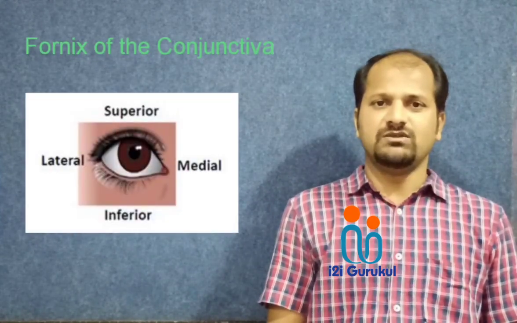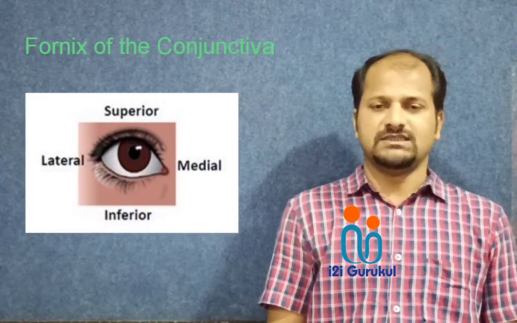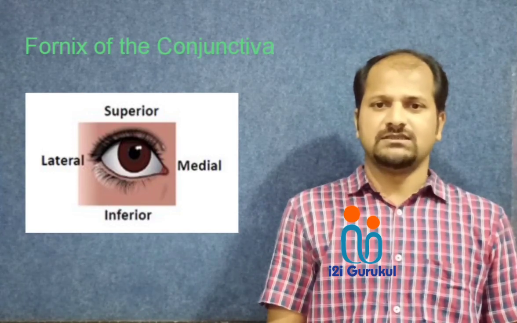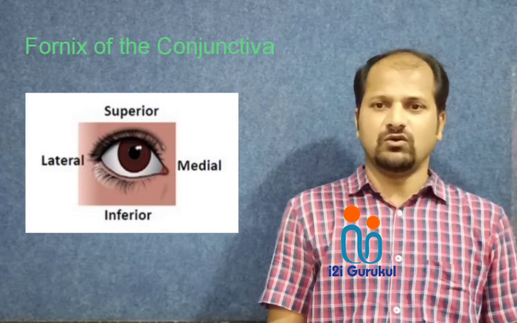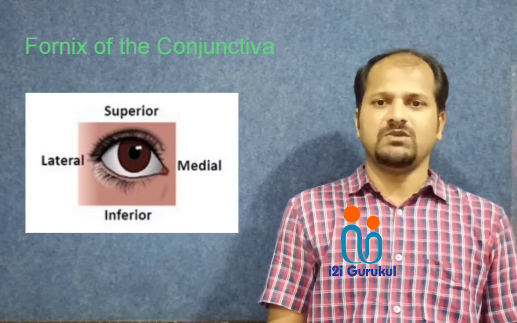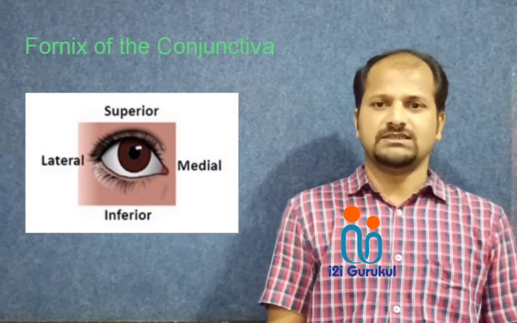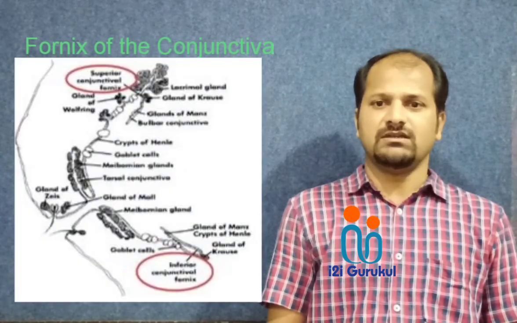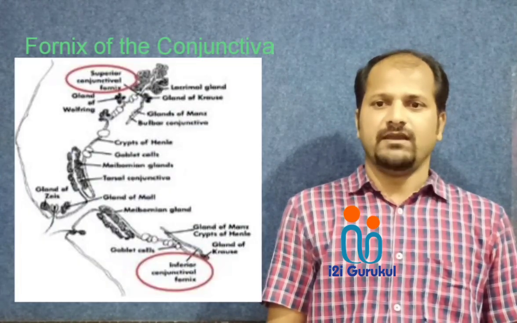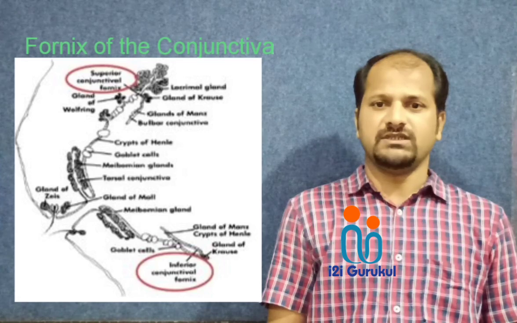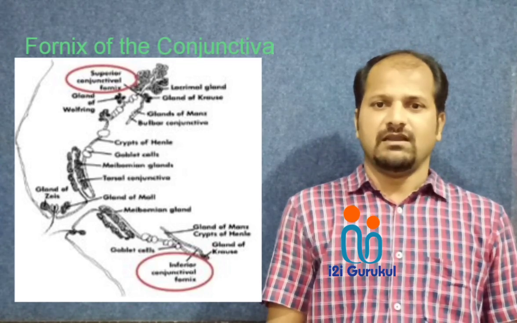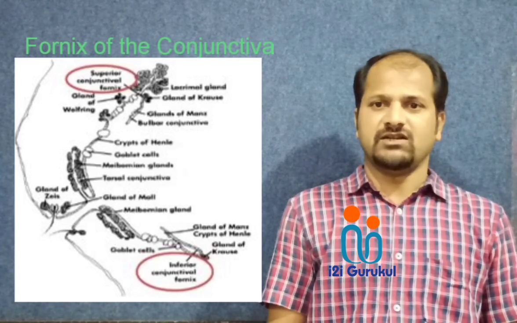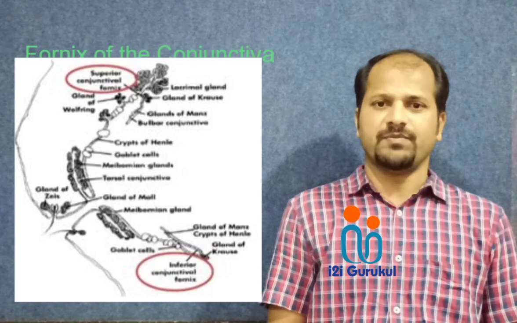Now I am going to discuss the fornices of the conjunctiva. The superior fornix lies between the upper eyelid and the globe. It is located 8 to 10 mm from the limbal conjunctiva. The inferior fornix lies between the lower eyelid and the globe. It is also located 8 to 10 mm from the limbal conjunctiva. The lateral fornix lies on the temporal side of the eye. It is located 14 mm from the limbal conjunctiva.